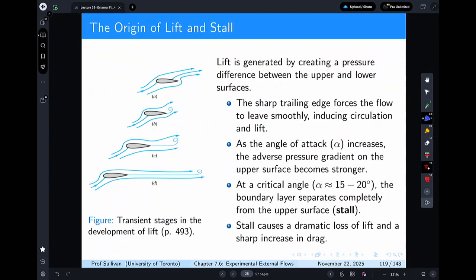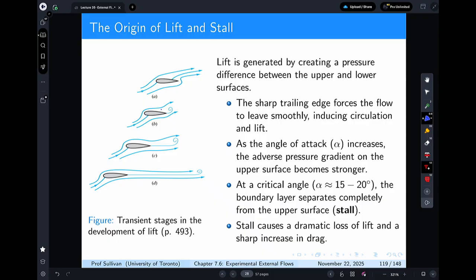Again, lift is generated by a pressure difference between the upper and lower surfaces. Sharp trailing edge forces the fluid to leave smoothly, inducing circulation and lift. So just regular circulation about the object. As the angle of attack increases, the adverse pressure gradient on the upper surface becomes stronger. At a critical angle, at a certain point, the boundary layer separates completely, so around here, and from the upper surface causing stall.